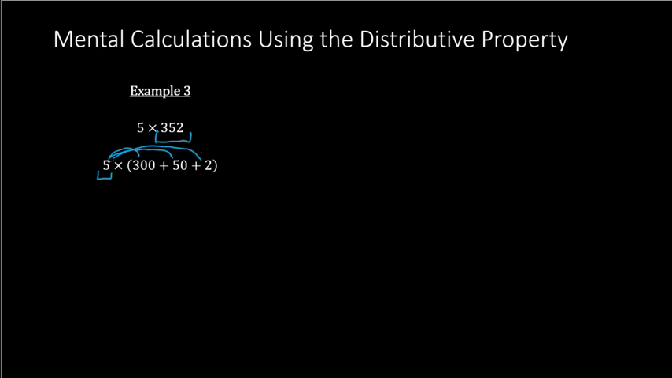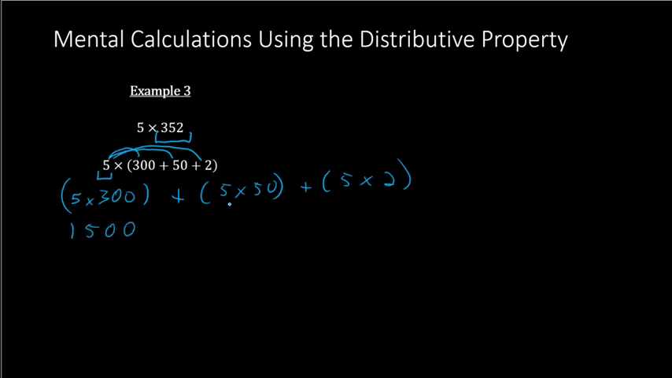So what we have is 5 times 300, and then plus we have 5 times the 50, and then plus we have the 5 times the 2. So what we've done is we've broken up this problem into 3 easier things to do mentally, because 5 times 300 is 1500, 5 times 50 is 250, 5 times 2 is going to be 10. Alright, so the goal is to try to do this in your head, but if you can't, that's fine.